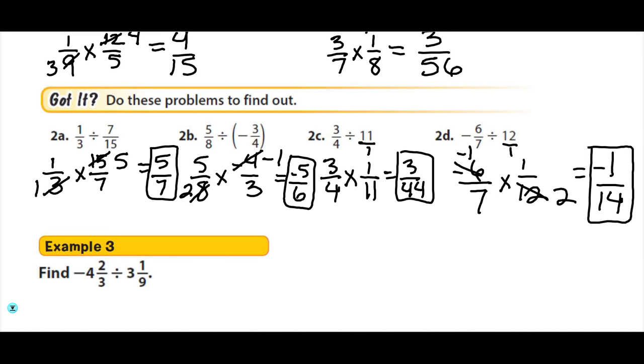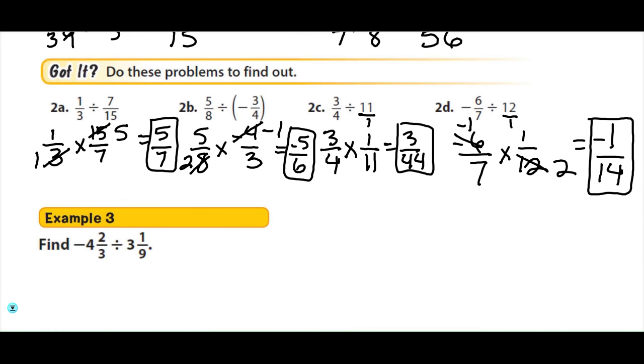All right. They're kind of fun. I don't know why. Multiplying and dividing fractions just seems fun to me, but maybe because I'm a math teacher, but nonetheless.